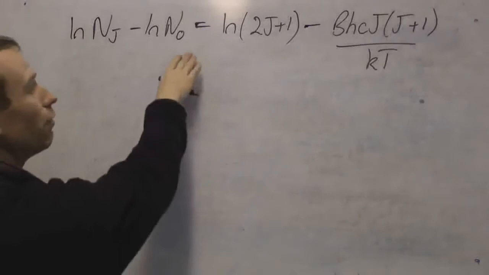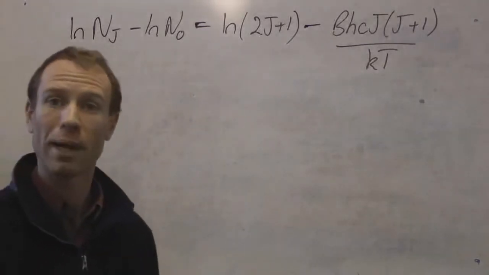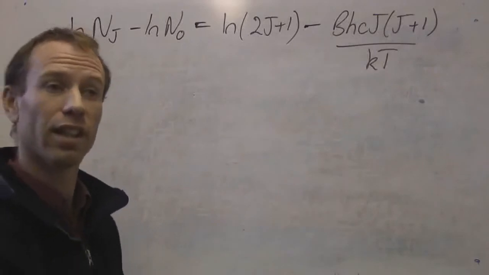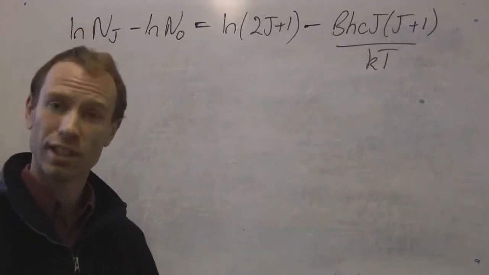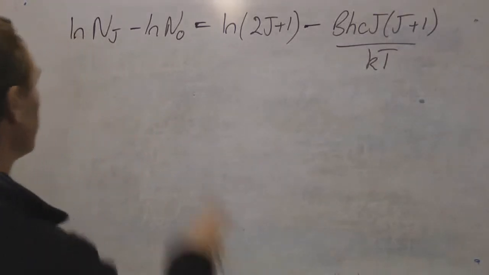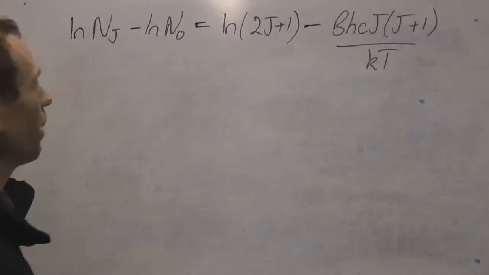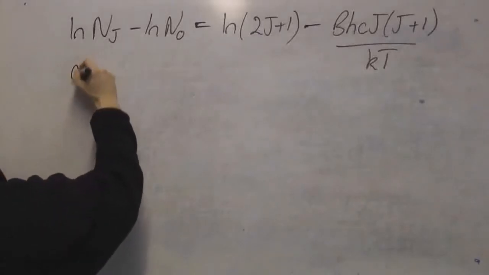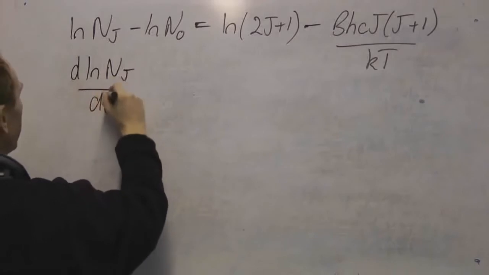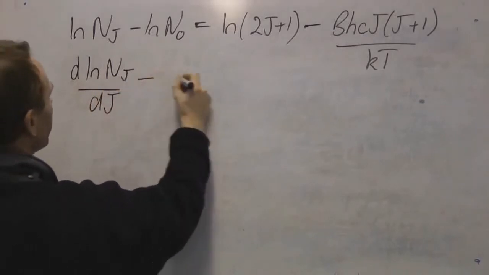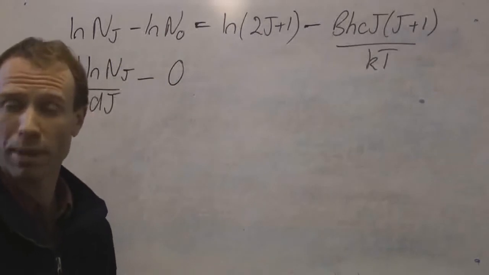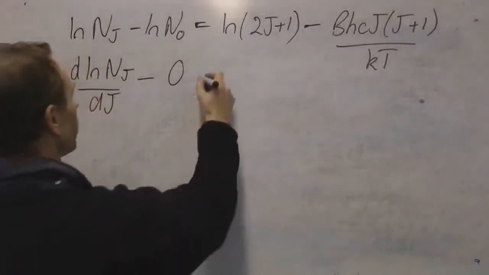So what we want to do is differentiate this expression with respect to j, because we want to find out the value of j for which the gradient is 0, so this is effectively where the maximum occurs in the rotational spectrum. So what we want to do now is differentiate this whole thing with respect to j, and this gives us d log nj dj minus 0, because this is a constant.